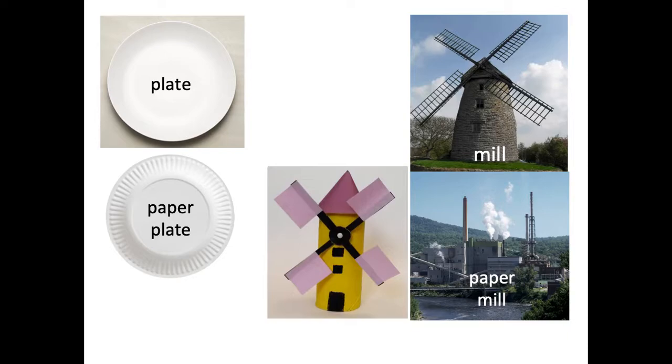So, on the one hand, paper plate is fully transparent. This is why we call it a pseudo-compound, whereas paper mill is not transparent at all. You have to know what it means in order to interpret it. And this is why we say that it's a real compound.